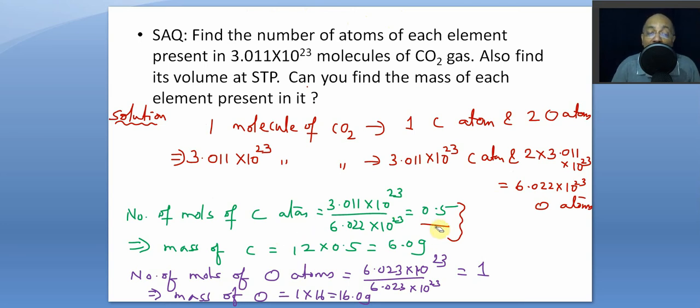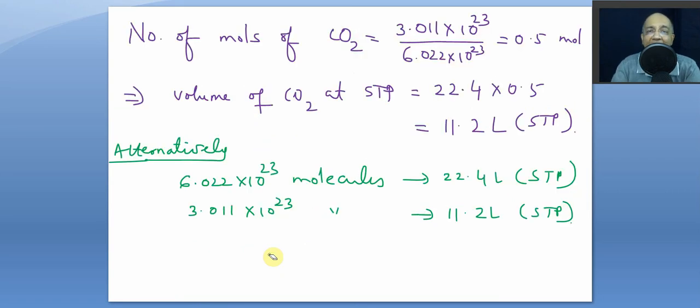Or you find the number of moles. The number of moles of carbon atom is the number of atoms by Avogadro's constant, 0.5. And therefore the mass will be 12, the gram atomic mass, into 0.5, that is 6 gram. And the number of moles of oxygen atom will be the number of oxygen atoms by Avogadro's constant, and into its gram atomic mass, that is 16 gram, will be the mass of oxygen atom present. So these things will be very, very easy.